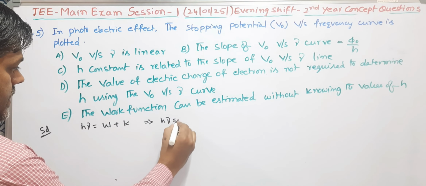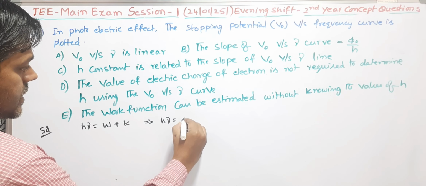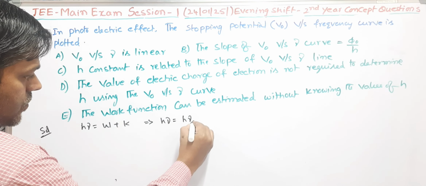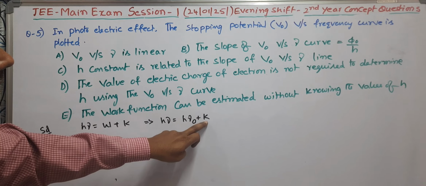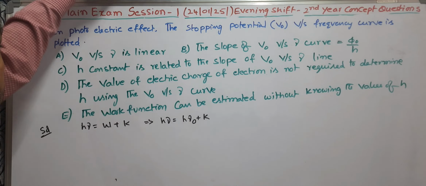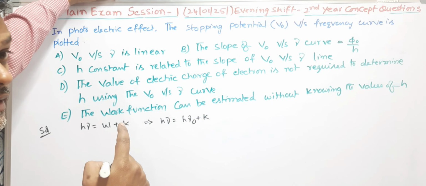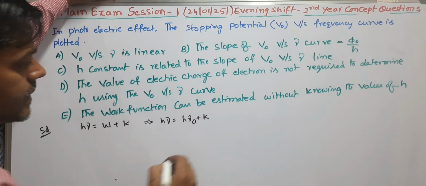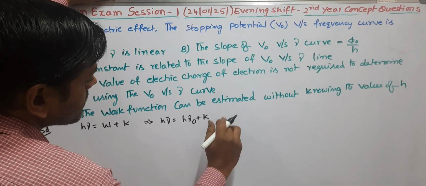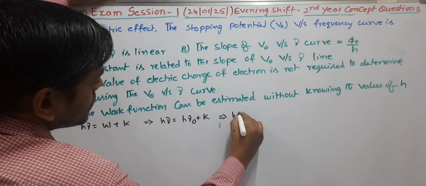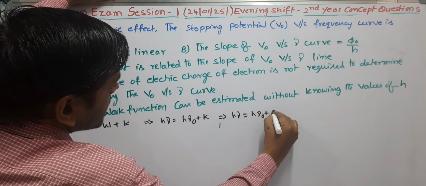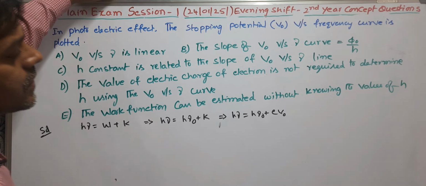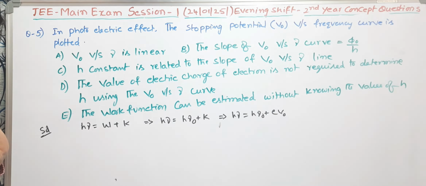That implies h nu is equal to work function plus kinetic energy, which is h nu naught plus K. So, the kinetic energy of ejected electrons depends on the stopping potential that you connect across the collector and emitter. Okay, that implies h nu is equal to h nu naught plus K max, which equals e into V naught. Here V naught is the stopping potential.